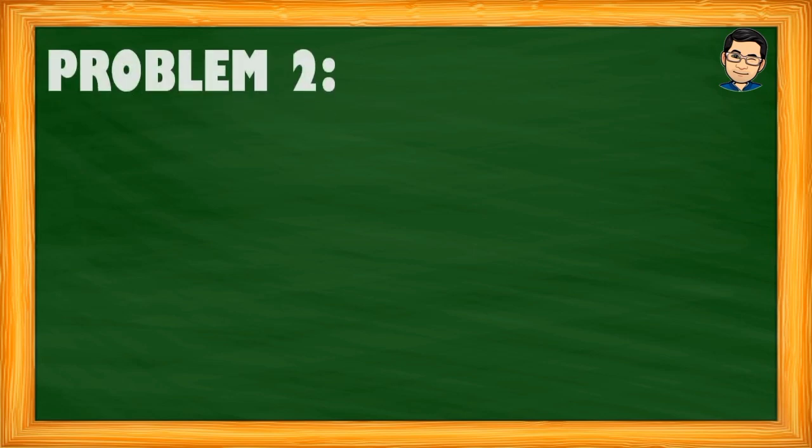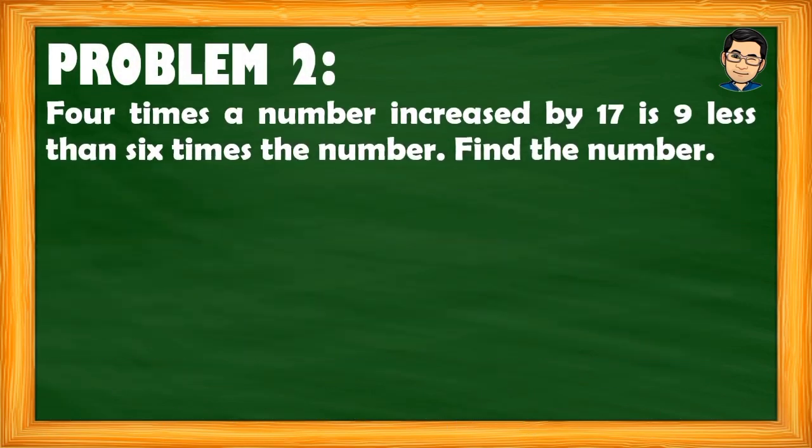So, for the next problem, 4 times a number increased by 17 is 9 less than 6 times the number. Find the number. So, kung naaalala nyo yung lesson natin regarding translating verbal phrases into mathematical phrases and vice versa, ito po yung topic na yon. So, ang gagawin lang natin, ita-translate natin yung statement na yan into a mathematical statement, in terms of x, para makita natin yung equation.